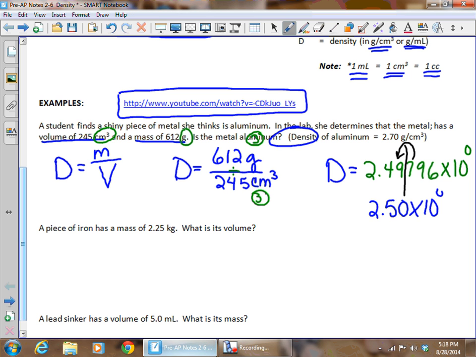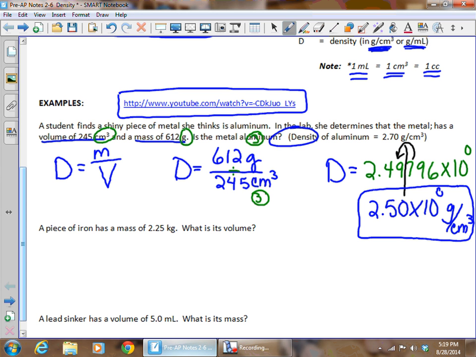Notice that nothing cancels or reduces to 1 here, so our units are actually going to be grams over centimeters cubed. Always check to see if that is a valid unit for what you're trying to find. And if you look up at your values up here, it does say that density can be in grams per cubic centimeter, so that is good.